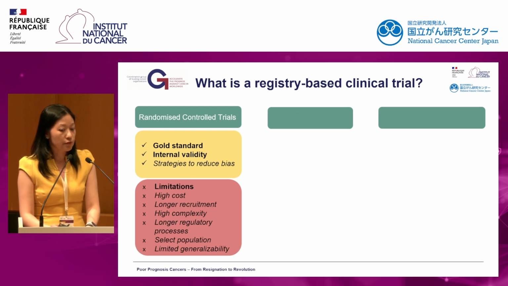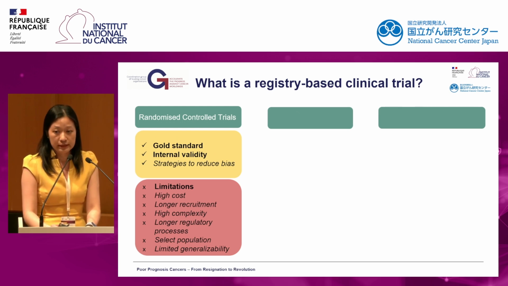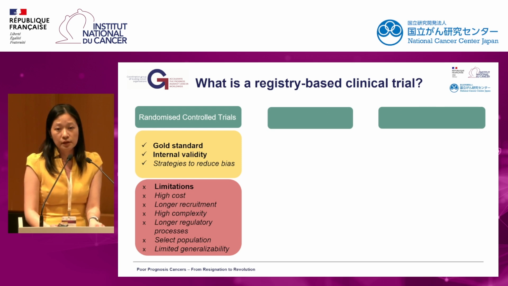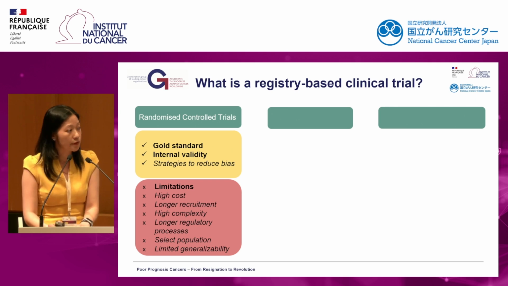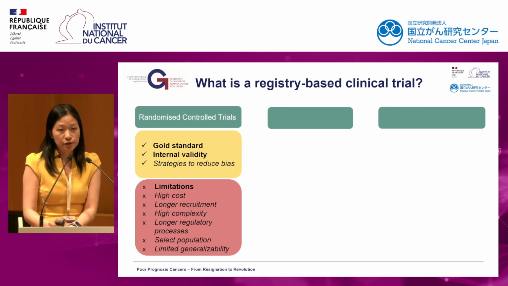So I'm here to talk to you about registry-based clinical trials. So we all know that randomized controlled trials are our gold standard. They have good internal validity and they reduce bias by their design. But we also know that these studies are very expensive to run, they take longer to recruit, and they have high complexity. We also have to go through very long regulatory processes, and often there's a select population which may not apply to the general population once the drug becomes available to everybody.